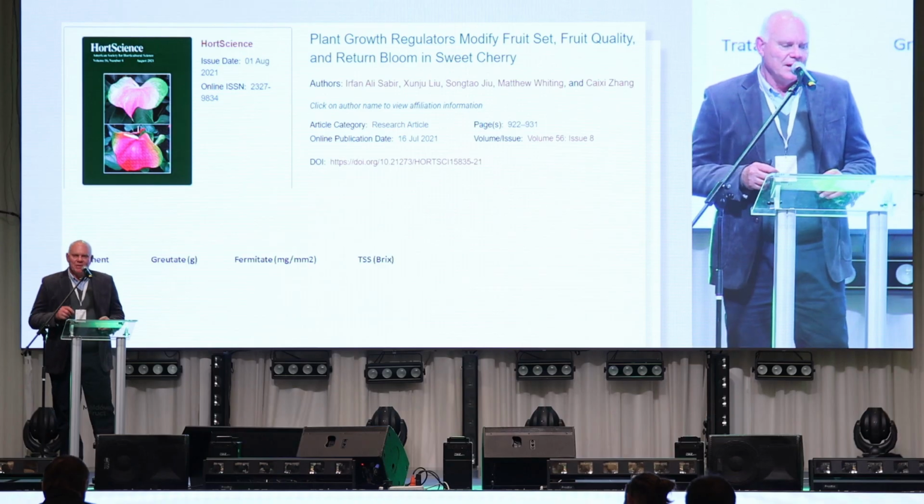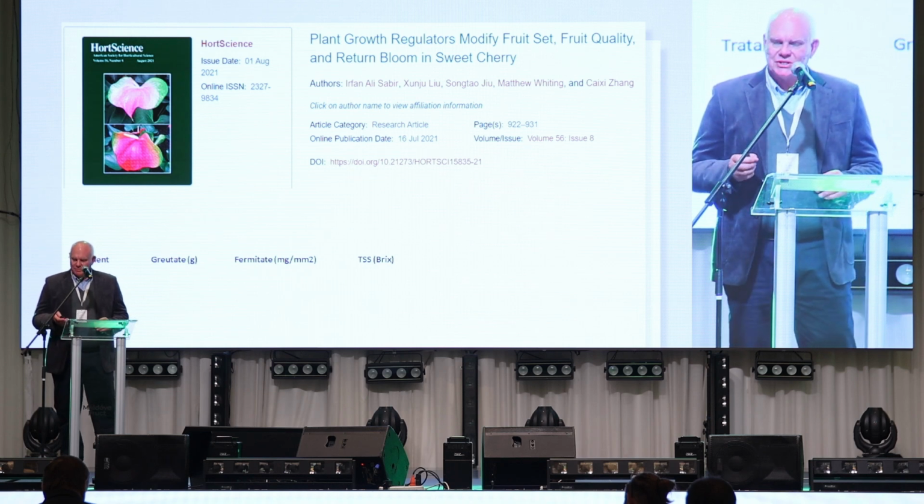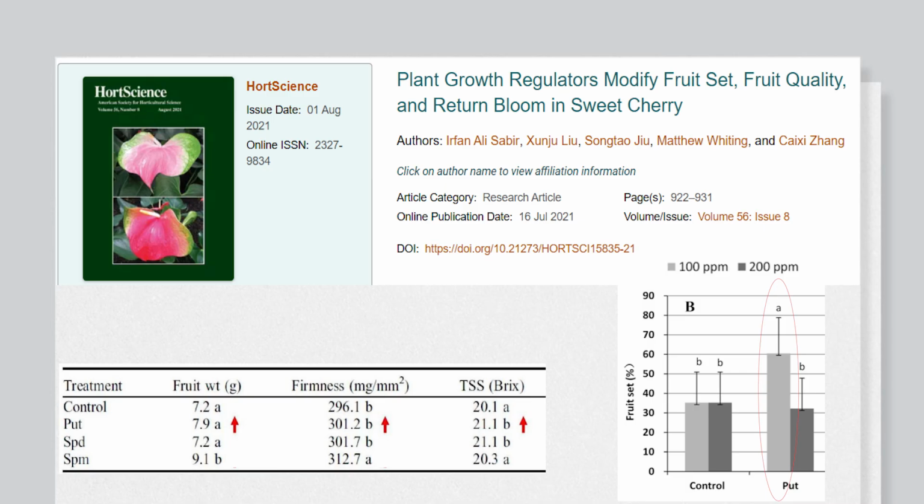So when we look at literature, they mention that the application of polyamines to cherries will actually increase the fruit set. And if you look at the concentration, it's actually 100 parts per million. It's quite a low level that causes the significant effect.